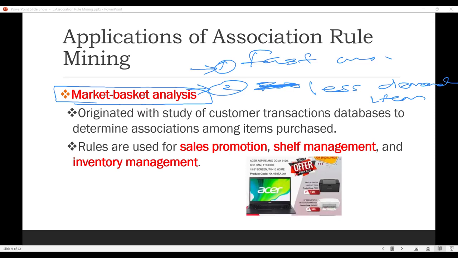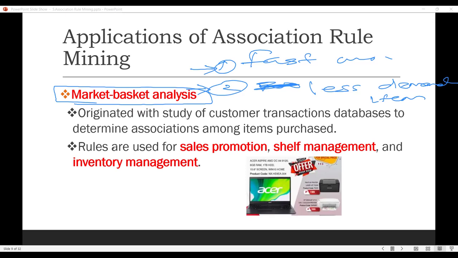How will they decide those things? How do they know what the less demanded item is? To find out the less demanded item, they can apply this market basket analysis. They will study the past behavior of the customers. Based on the study of past customer transaction behavior, they can find out what is the highly demanded item and what is the less demanded item. Then they will introduce the sales promotion for the less demanded item.